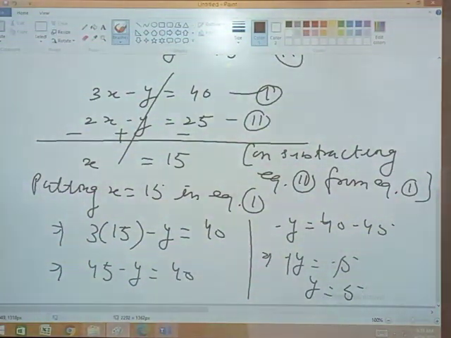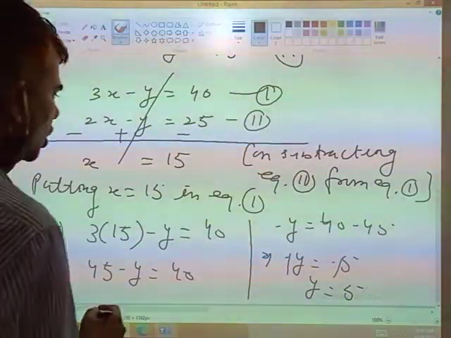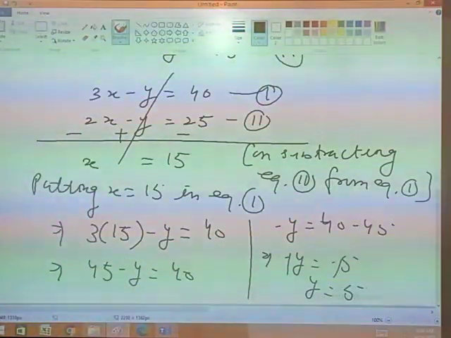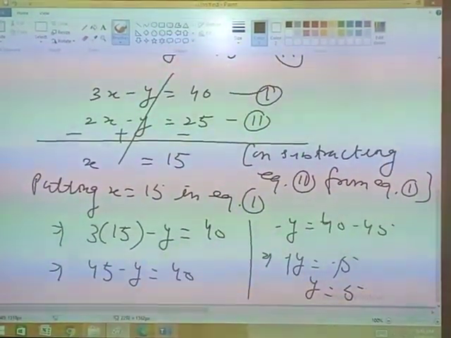So students, the number of correct answers is 15, the number of incorrect answers is 5, and the total number of questions is 20. Total number of questions is 20. Can you write it? Yes, sir.